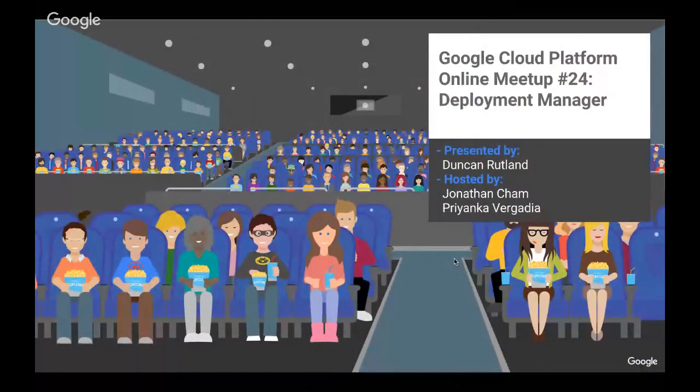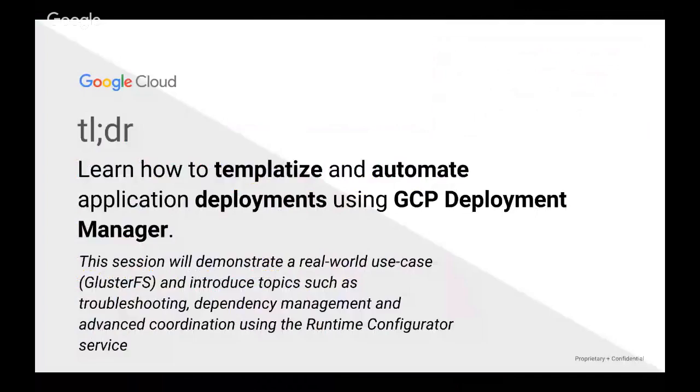Okay, well, thank you everybody for joining us. This is going to be a fairly high-level treatment of Deployment Manager, but we're going to dig deep in a couple of areas, which hopefully you'll find very interesting. So I'm going to get cracking. The aim of this session is to figure out how you can templatize and automate deployments using GCP Deployment Manager. We're going to focus on a real-world use case, to make this a bit more practical. We're going to do some theory interspersed with demos that show an example to actually build and configure a GlusterFS cluster. So that should be interesting.